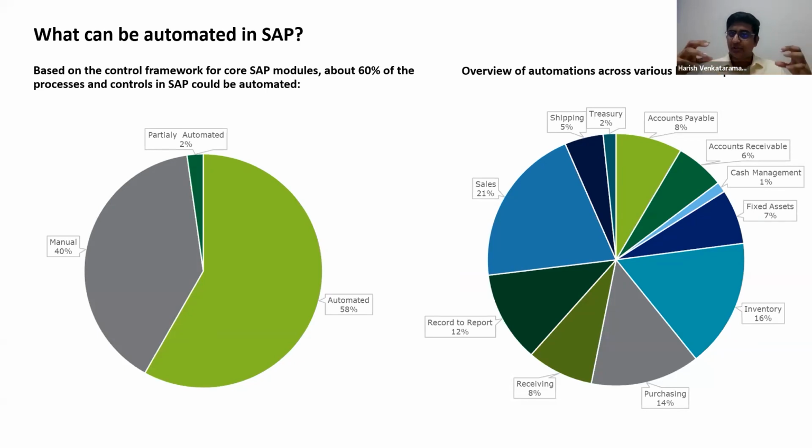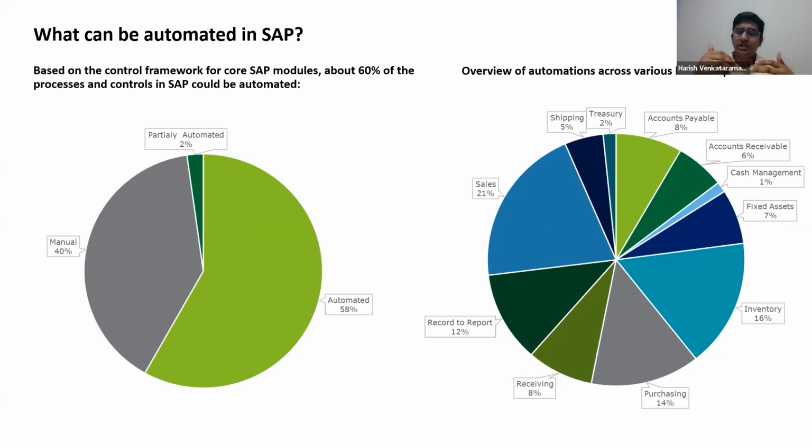Out of these 60%, about 39 to 40% could fall across your procure to pay process, including your fixed assets and other things, whereas about 30% of your controls could be automated in the total processing of the sales and distribution module, right? As you can see here, 21% of the total controls that we normally scope in as part of our audit could be automated just by adopting the standard functionalities or standard features in SAP.